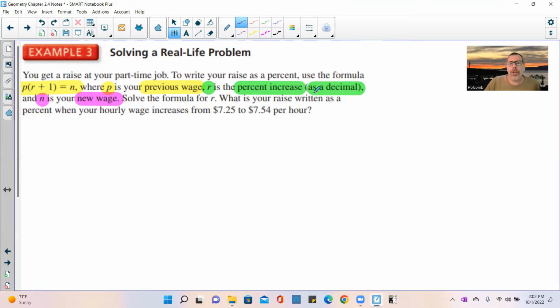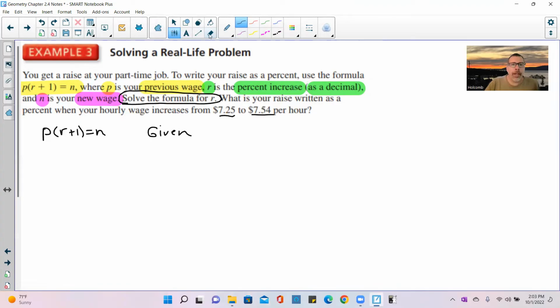So it says, what is your raise written as a percent when your hourly wage increases from $7.25 to $7.54 per hour? Okay, so solve the formula for R is the first thing we want to do. That's the first thing it said to do. So the first thing you're going to do is write the equation, in this case, P times R plus 1 equals N. Reason given.